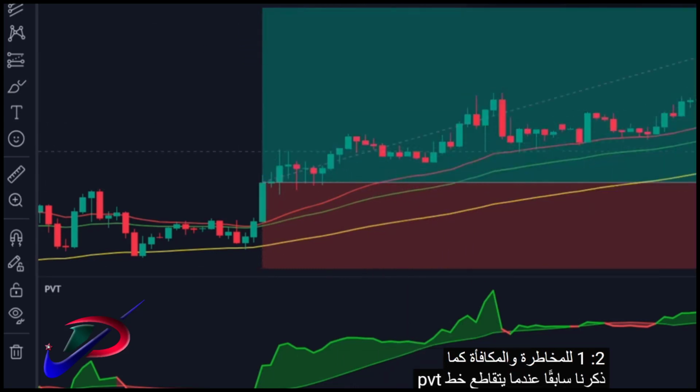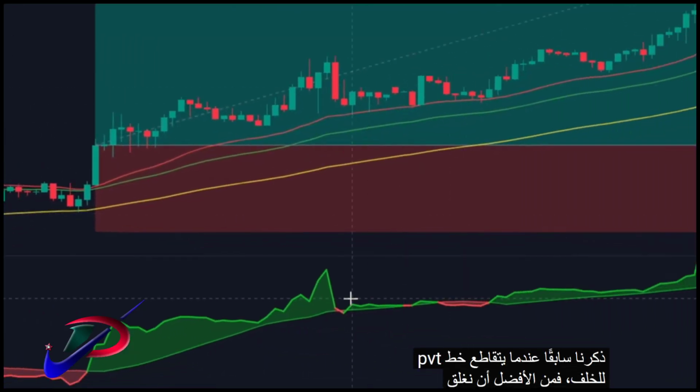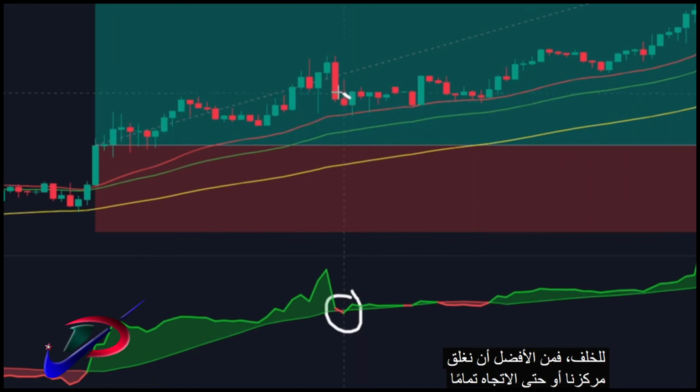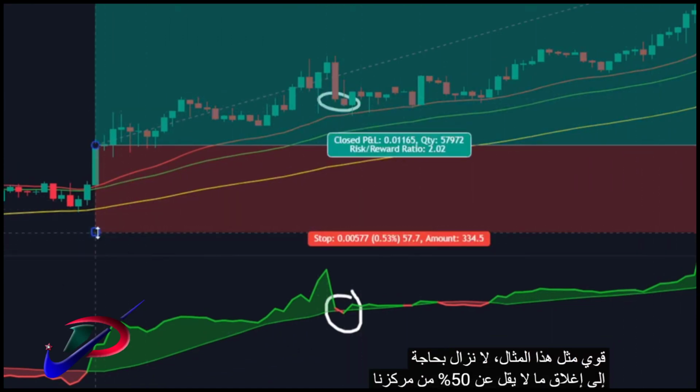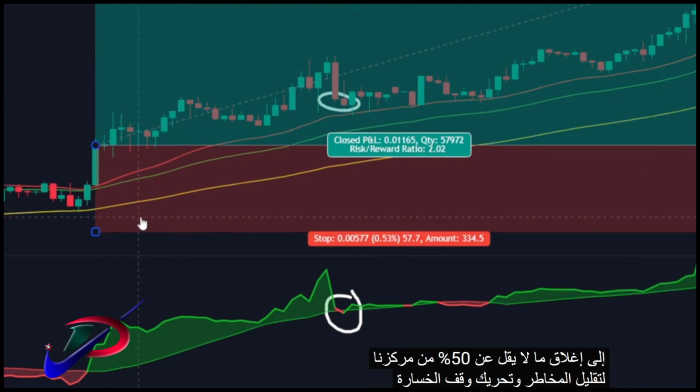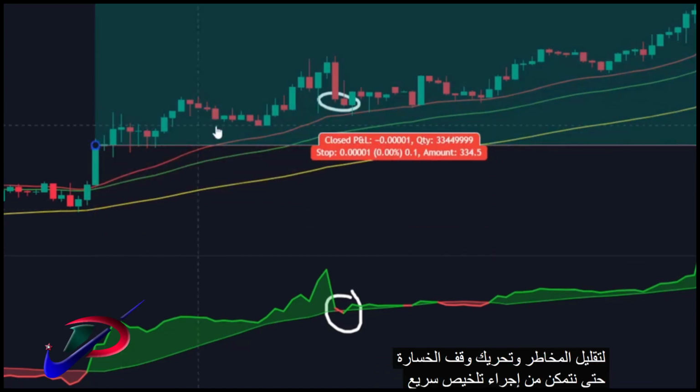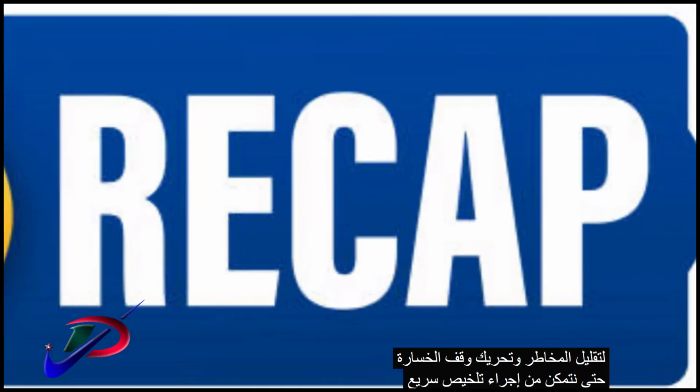As we mentioned earlier, when the PVT line crosses back, we had better close our position. Even if the trend is quite strong like in this example, we still need to close at least 50% of our position to reduce the risk and move our stop loss to break even. Let's do a quick recap.